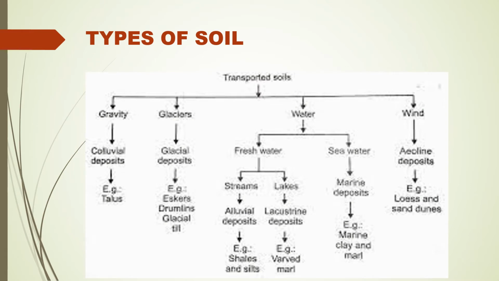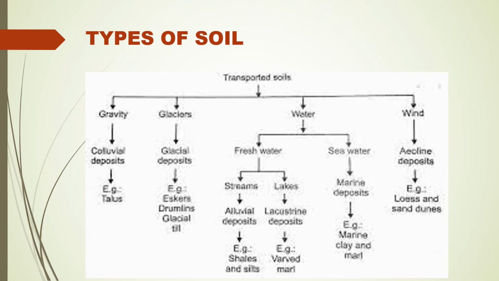In this figure, the types of soil are explained. Transported soil is again divided into gravity, glacier, water and wind, according to the medium by which it is transported. In the gravity type transportation of soil, the deposits are called colluvial deposits. An example is talus. And in glacial type transportation, the deposits are called glacial deposits. Examples are eskers, drumlins, glacial till.